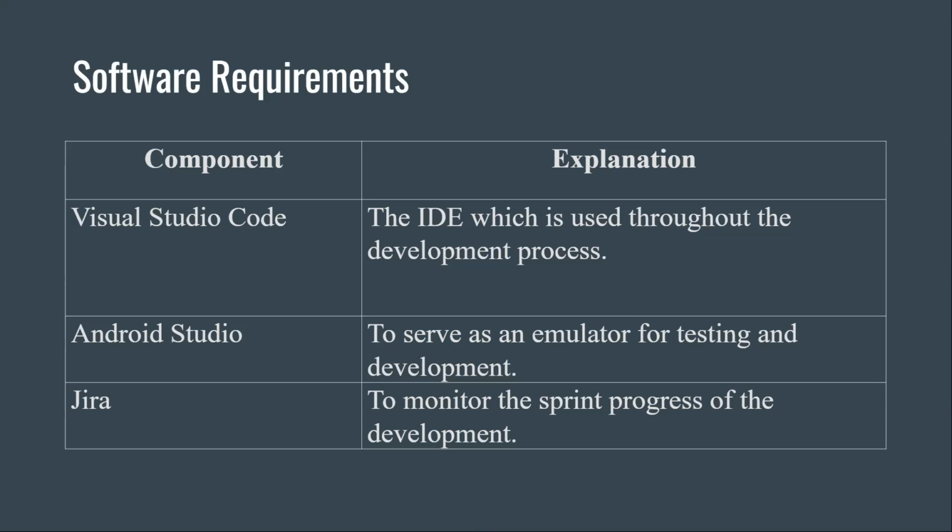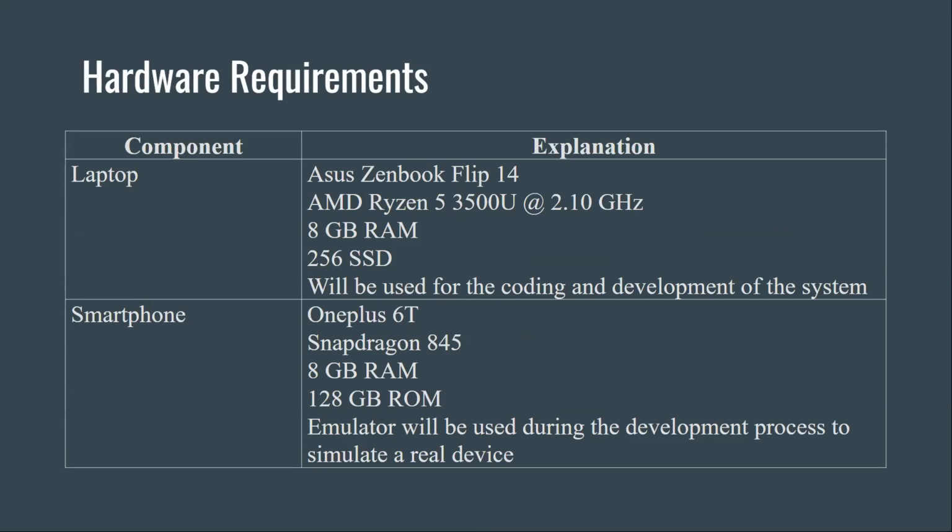And finally, Jira. So this is to monitor the sprint progress of the development, make sure everything is on schedule, and we are meeting the deadlines, and also meeting our goals for those deadlines instead of just meeting deadlines without achieving anything. So the hardware requirements.